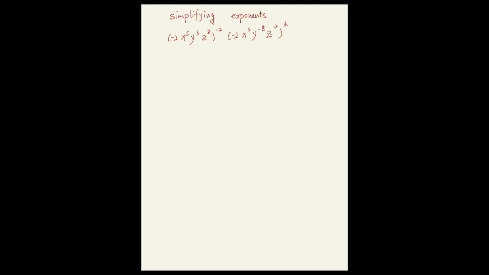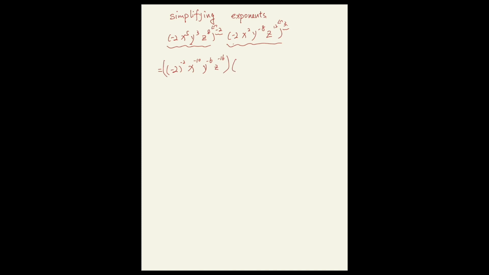First, try to simplify the exponent first. Let's do it together. First, we find we have two parts, and for these two parts, one exponent is negative, one is positive. The first, we need to distribute the exponent to each part, and we can get negative 2 to the minus 2, x negative 10, and y negative 6, for z negative 16.